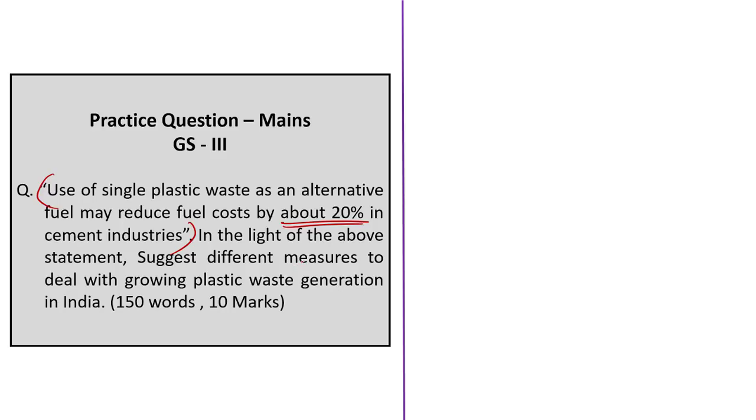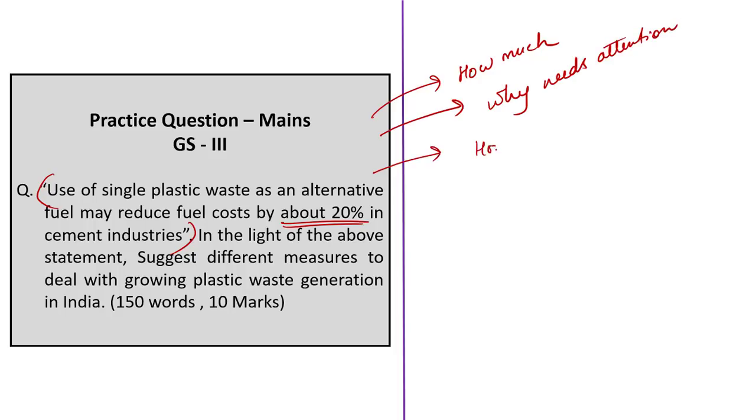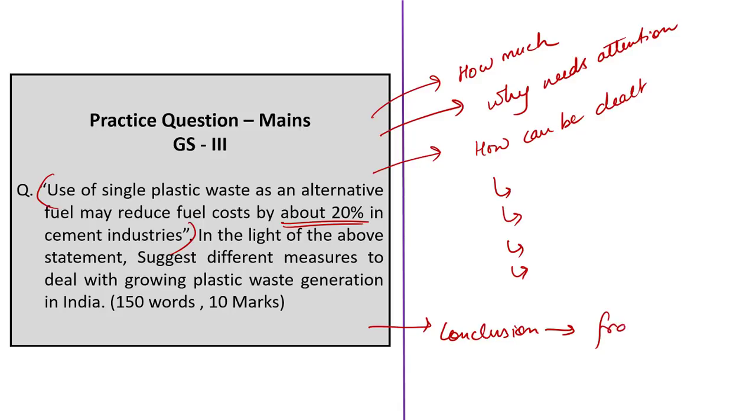Then you can also mention how much plastic waste is generated per annum and why it needed attention, like we discussed during the analysis. Then you can give the alternative measures like how generated plastic waste can be dealt with. You can mention the measures like landfilling, recycling, biodegradation, incineration, etc. We have discussed all these measures in detail during our discussion. Then you can finally conclude the answer like framing of a suitable policy as soon as possible, and the implementation of the policy will be effective in this direction.